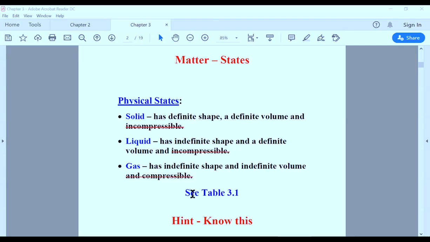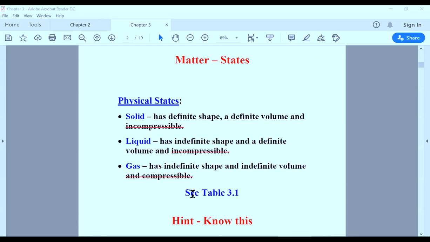And finally, a gas has indefinite shape and indefinite volume. And what that means by indefinite volume is if you walk into a room, and if I were to have a skunk let loose at the other side of the room, within a little while you'd smell it because the skunk let loose a gas and it spreads throughout the room.